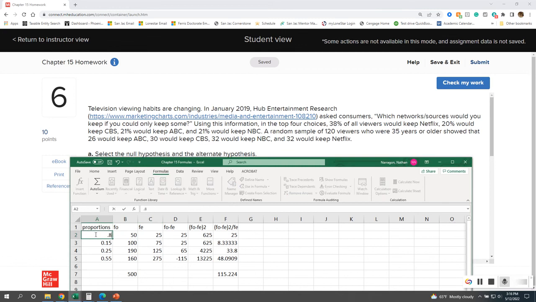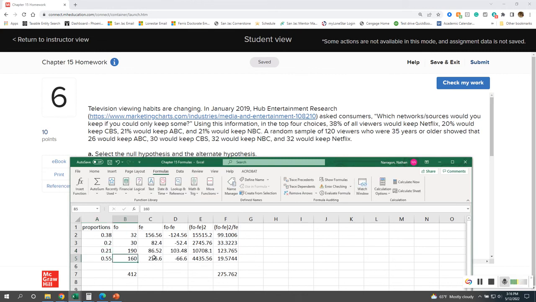So, we have 0.38 for Netflix. Notice that they changed the numbers too. Netflix is now the last one instead of the first. I don't know why they did that, just to mess with y'all, I guess. So, 32. Then we have 20 we keep with CBS, and that was 30 out of the sample.